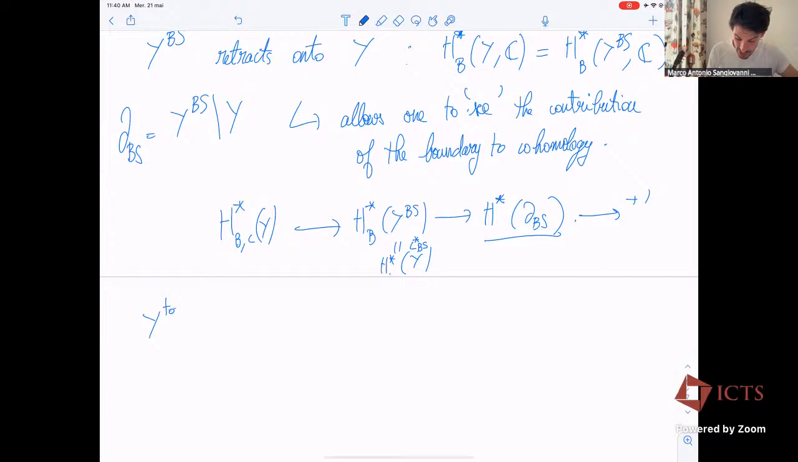So now what is the role of Y Tor? Well, it's because there it's where naturally the Q-expansion of Siegel modular forms is defined.